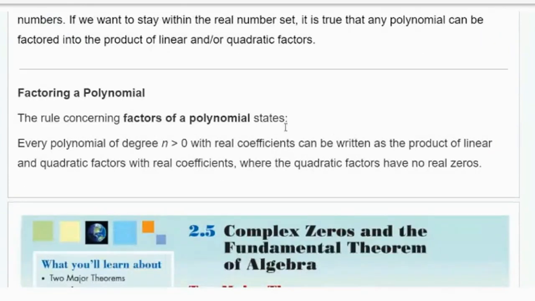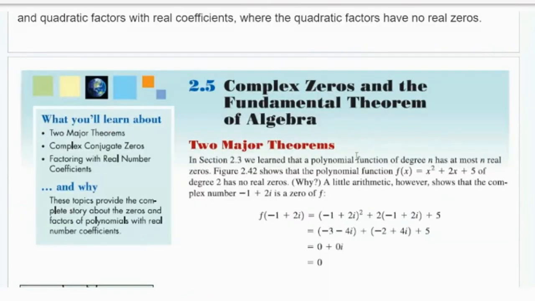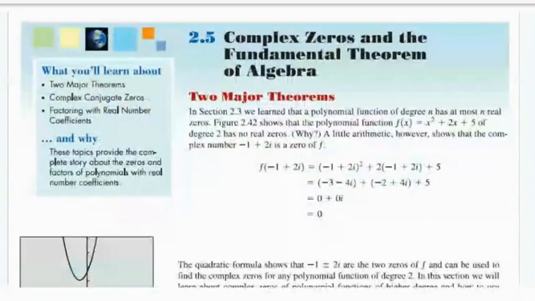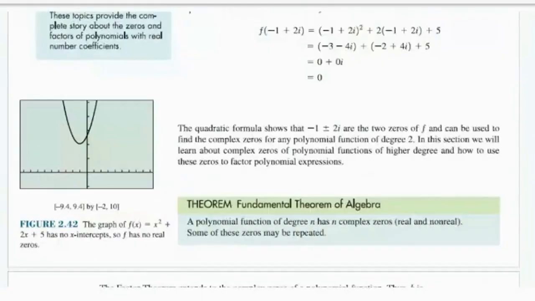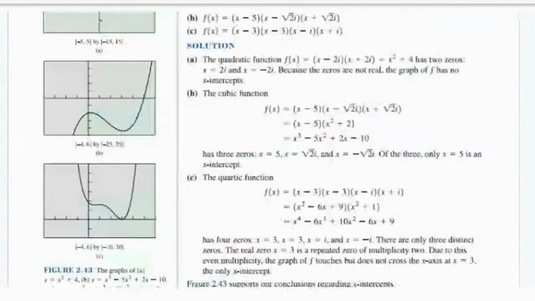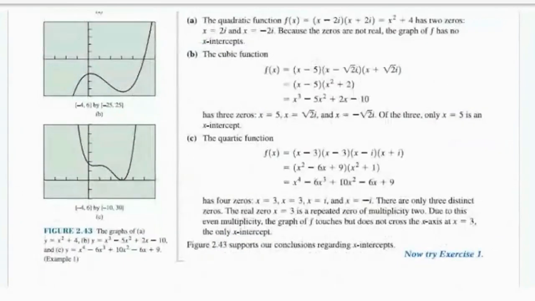So the rule concerning factors of a polynomial states every polynomial of degree n greater than 0 with real coefficients can be written as a product of linear and quadratic factors, where the quadratic factors have no real zeros. Right? Real coefficients, quadratic factors. And then here, if you want to get into it, this is just the summary. Here is the actual lesson that you can read, which gives you more examples and goes deeper into the discussion. But we've already hit the highlights of it.